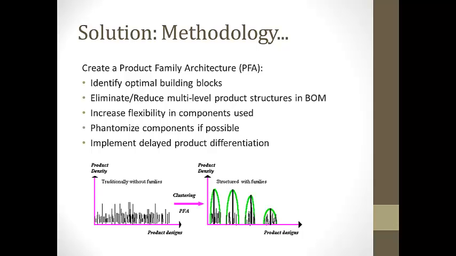Another way to push throughput in quicker is to phantomize components within an end product. And all this will really do is make sure the customer is getting their end product at an earlier time, and also will reduce inventory. The last opportunity would be to implement delayed product differentiation.